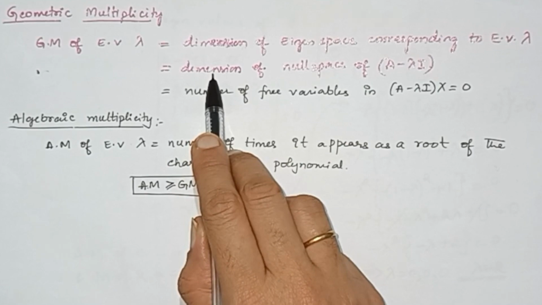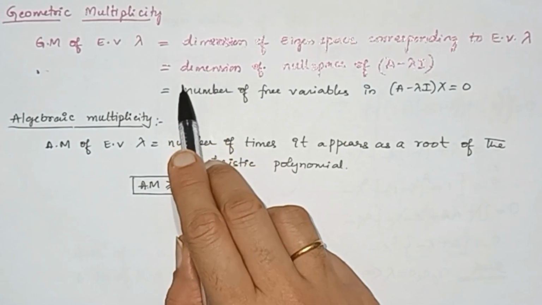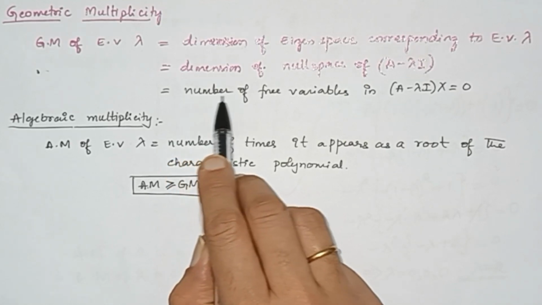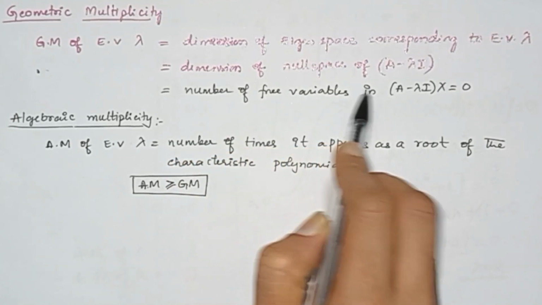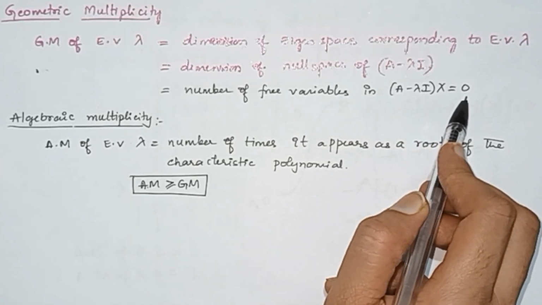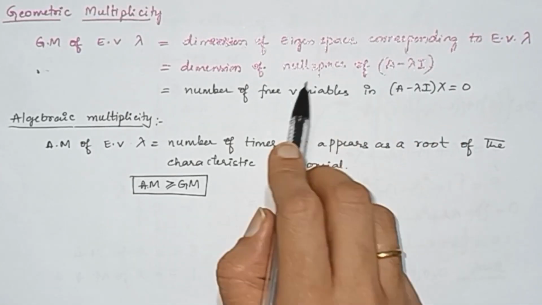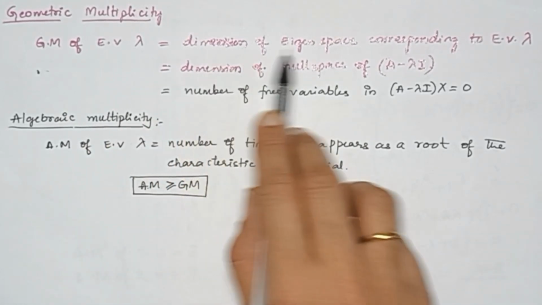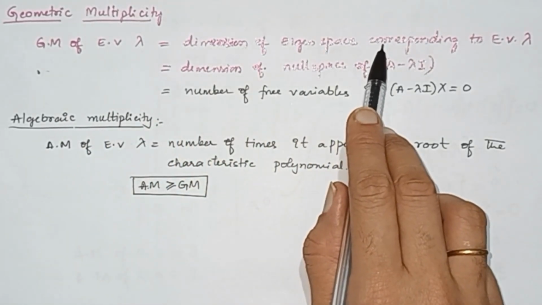So algebraically, while finding the geometric multiplicity of eigenvalue lambda, what we are doing is finding the number of free variables in (A minus lambda I) x equal to 0. While solving problems, you will understand how to find out geometric multiplicity. This is the definition of geometric multiplicity.